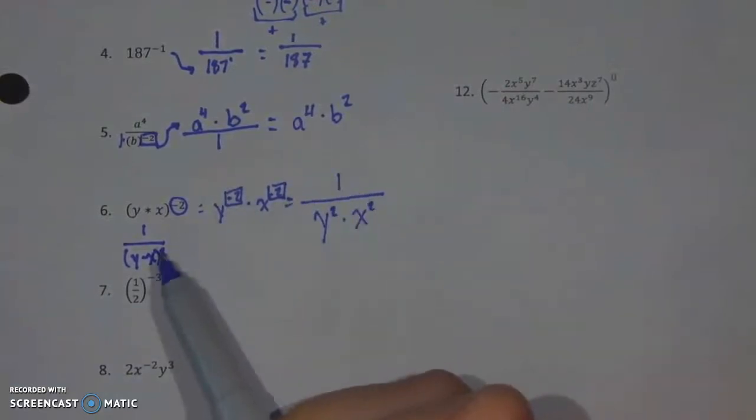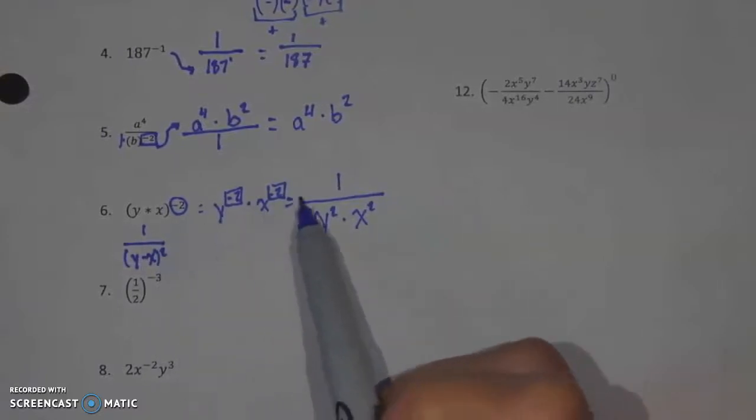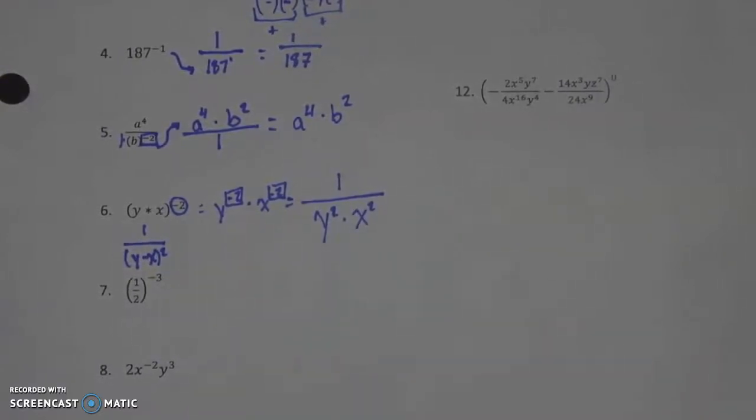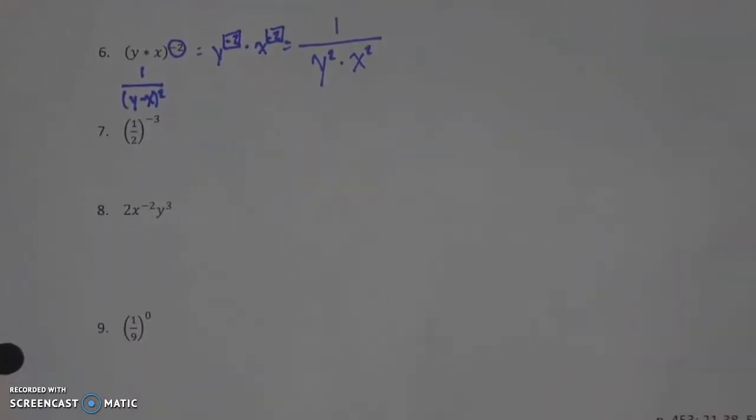Notice they give you the same answer because if I distributed this 2, I would end up with 1 over y squared x squared, which is what I wrote over here. So these two things mean the same. And if you need to distribute at this point, you may. And you're going to find that with exponents, you can go a lot of different paths to get to the same answer.